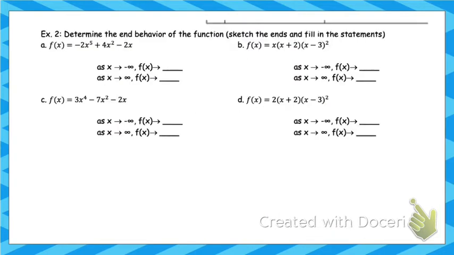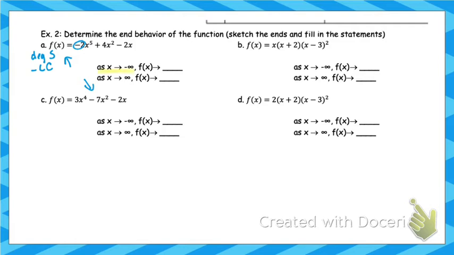So let's do a little bit of practice on that. Let's find the degree and the leading coefficient. The degree for this first one is 5, and it's a negative leading coefficient. So I'm going to draw what my ends would look like. Negative leading coefficient ends down. Odd degree is opposite. Then we fill in those statements based on what we just did.